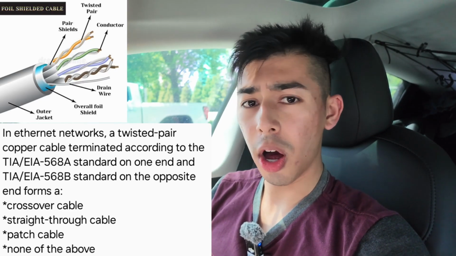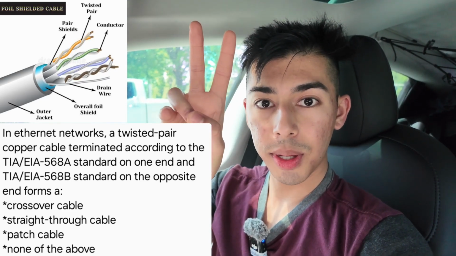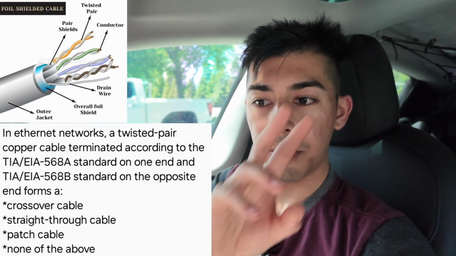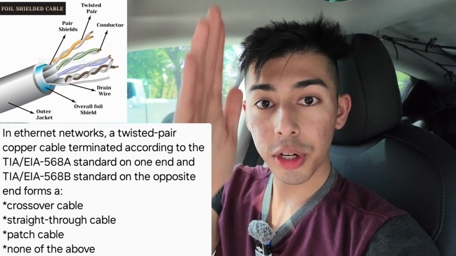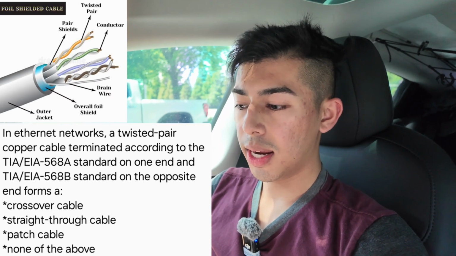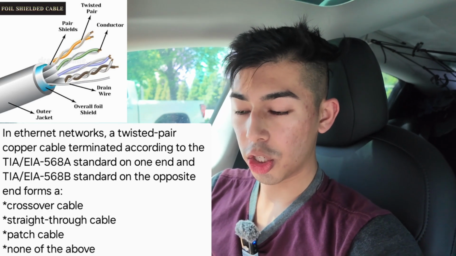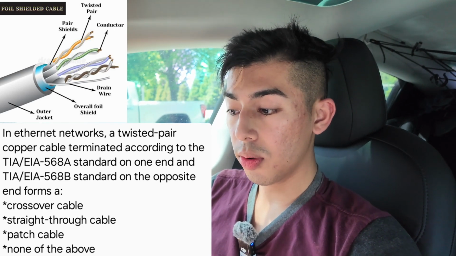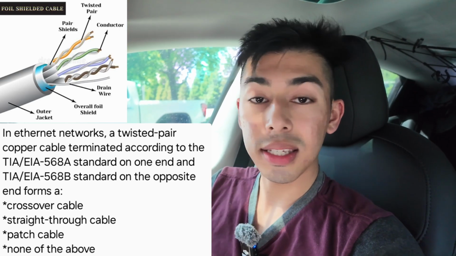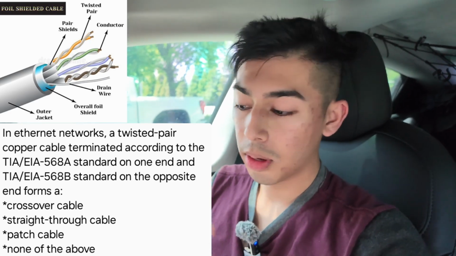A crossover cable is the opposite. So it's where you have the transmitting pins on this side that go to the receiving pins on this side. And the receiving pins on this side go to the transmitting pins on this side. So the cables, they're crossing over. And the crossover cable is typically used when you want to connect similar devices, so like a computer to a computer or a switch to a switch. And a straight through cable is when you want to connect dissimilar ones, so a computer to a switch or a switch to a computer.